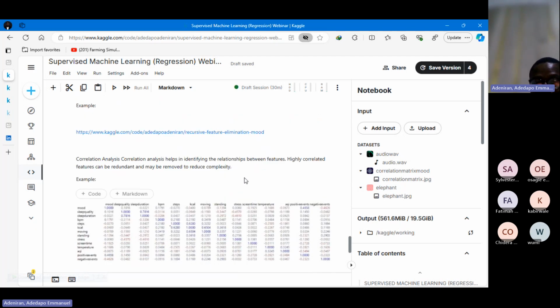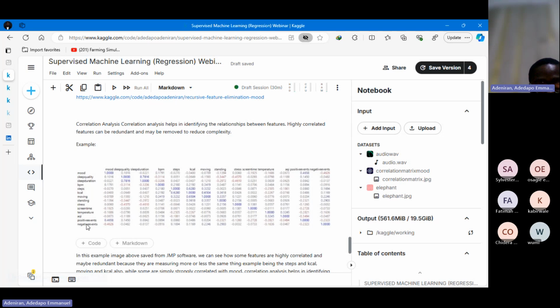What correlation analysis does is that it compares every pair of features to each other, including the dependent variable that you're trying to predict. You can also compare that with other features. So if you look at this matrix here that you're seeing, this matrix is a picture that I got from JMP. Yes, I downloaded it from JMP. JMP is just a statistical software that is also used for data analysis. So JMP plotted a graph just for correlation analysis.